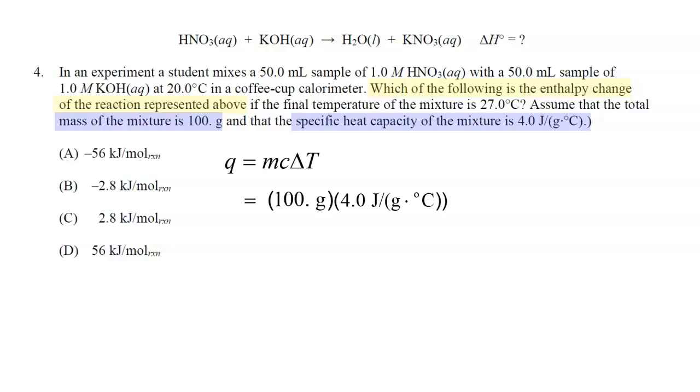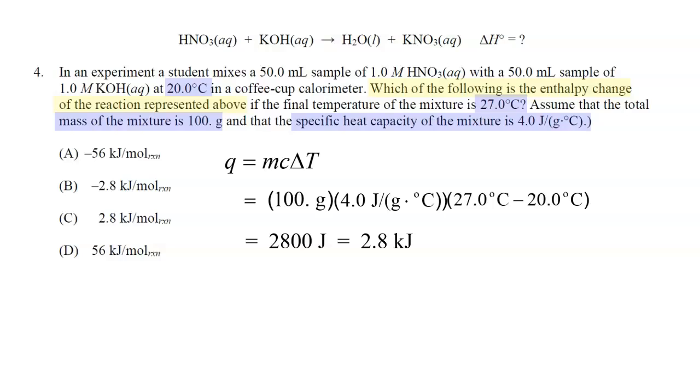So in this experiment, the temperature increased from 20 degrees Celsius to a final temperature of 27 degrees Celsius. That's a difference of 7 degrees Celsius. So if I pick up my calculator and do 100 times 4 times 7, I get 2,800, and the units would be joules. Now, if I want to convert 2,800 joules into units of kilojoules, remember that 1 kilojoule is equal to 1,000 joules. So I could take 2,800, divide by 1,000, and I would get 2.8 kilojoules.